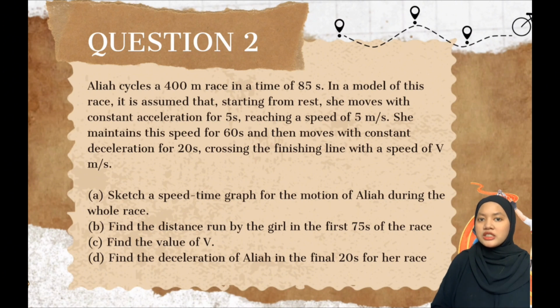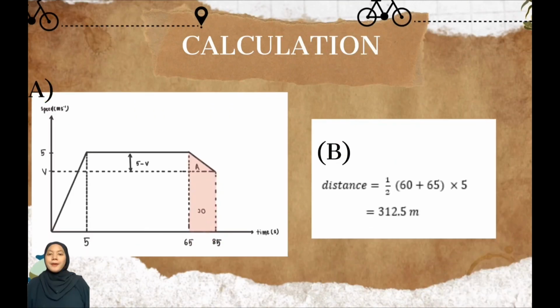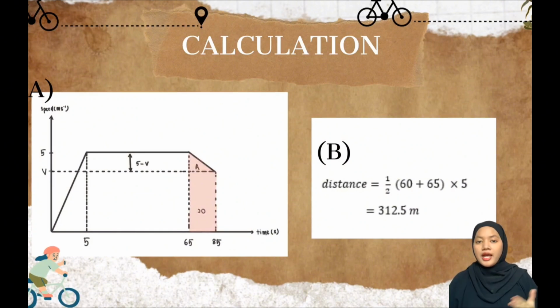First, sketch a speed-time graph for the motion of Aliyah during the whole race. Next, find the distance run by Aliyah in the first 75 seconds of the race. Find the value of v and find the deceleration of Aliyah in the final 20 seconds of her race. Based on the question, this is the answer for the graph. Next, calculate the distance for the first 75 seconds.